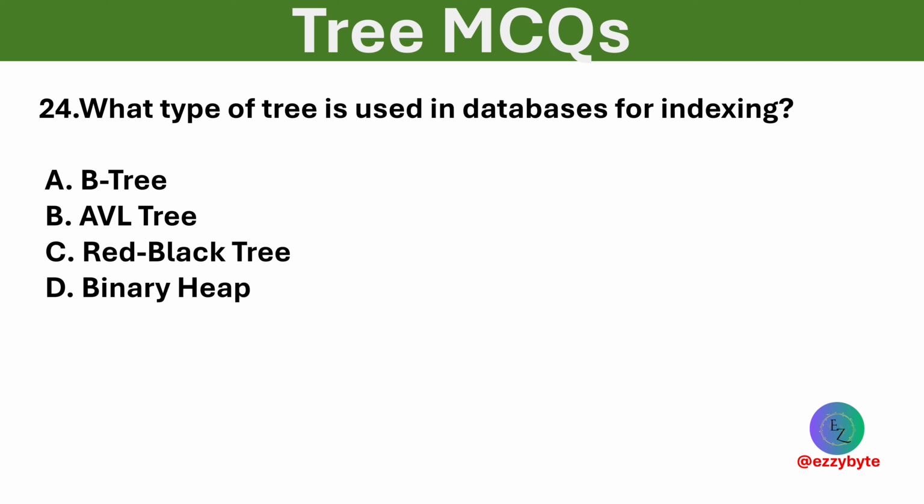What type of tree is used in databases for indexing? Options are B tree, AVL tree, red-black tree, and binary heap. Option A is correct. B trees are widely used in databases for indexing because they efficiently handle large blocks of data and keep operations balanced.